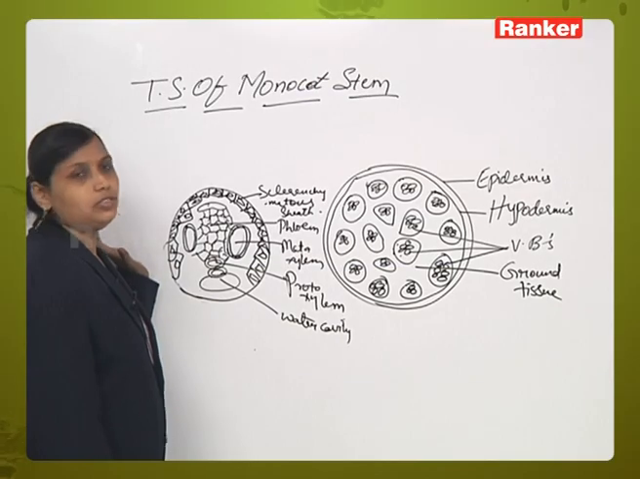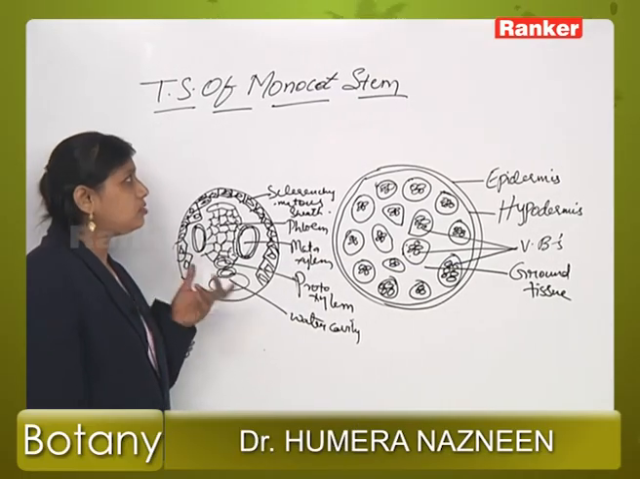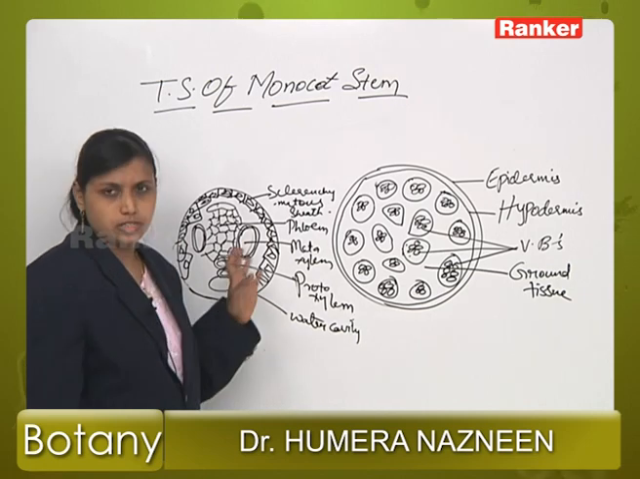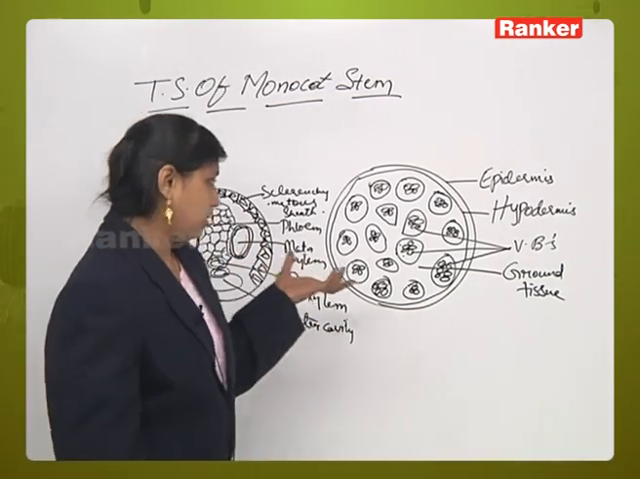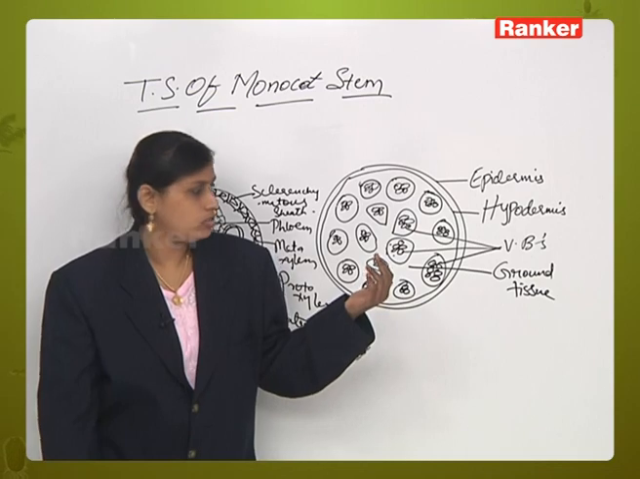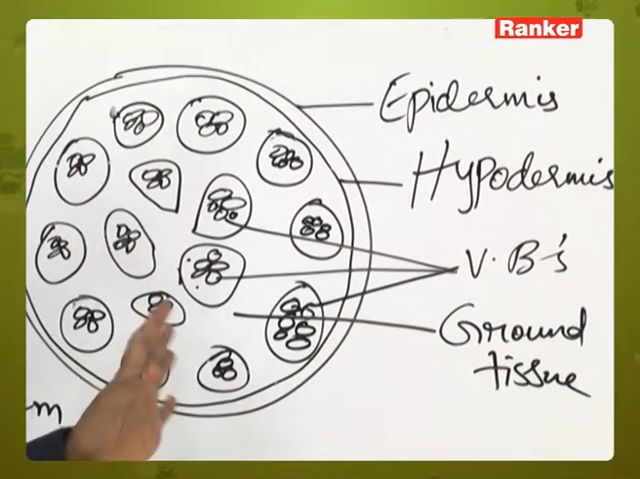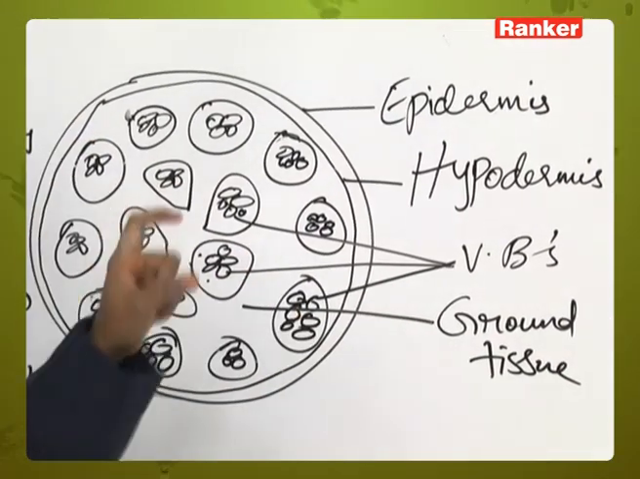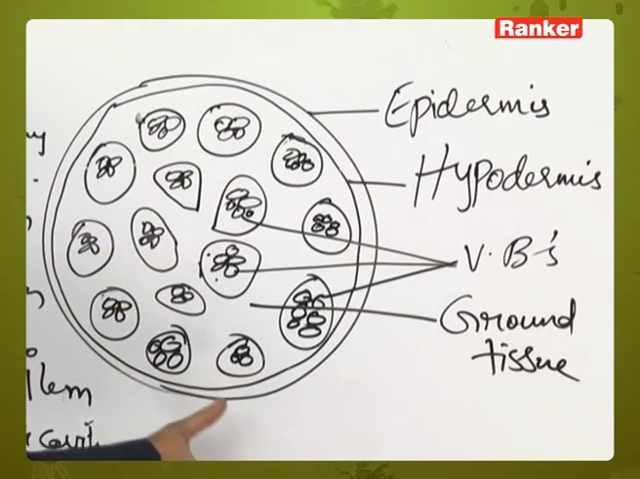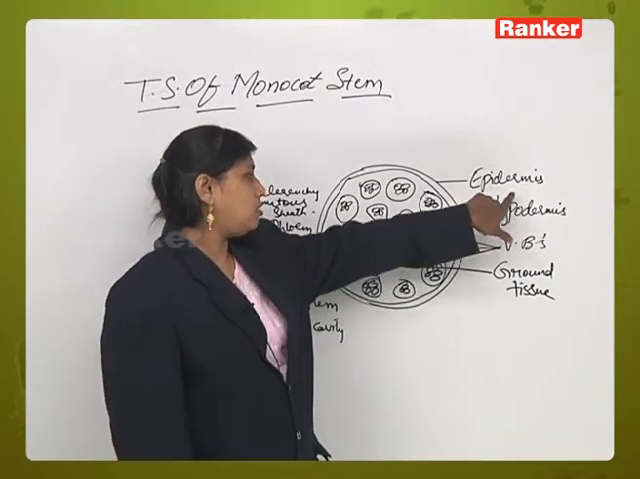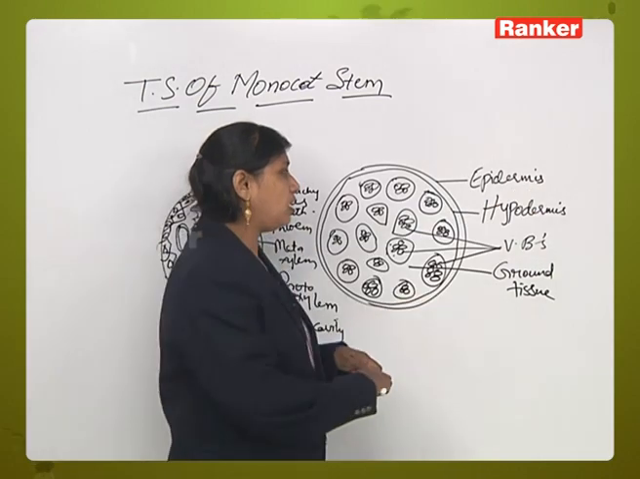Today we will be studying the TS of monocot stem, the transverse section of monocot stem, so that we can study the anatomy of the monocot stem. As we studied earlier in the dicot stem, here also the monocot stem is divided into three layers: epidermis, ground tissue system and the vascular tissue system. Here the first and the outermost layer which is present, we will be talking about epidermis.